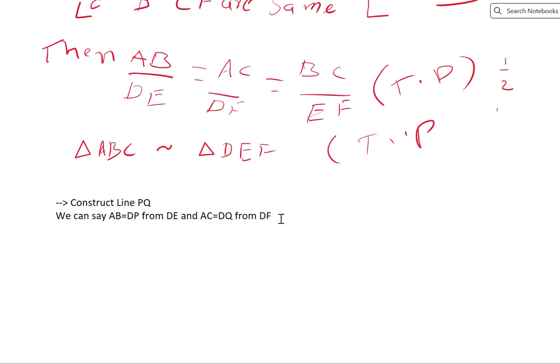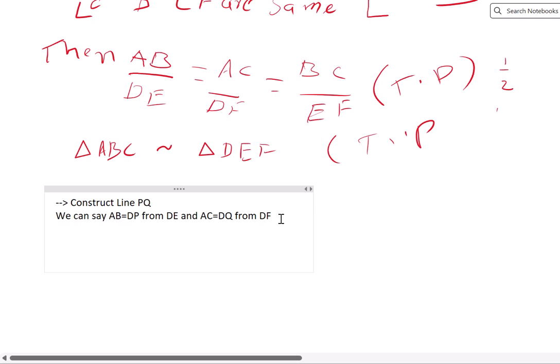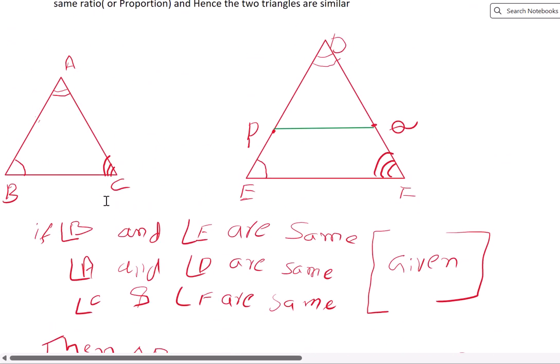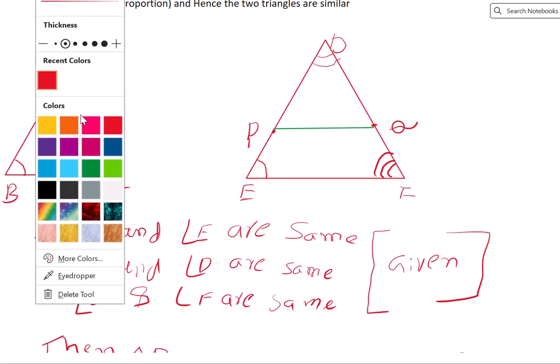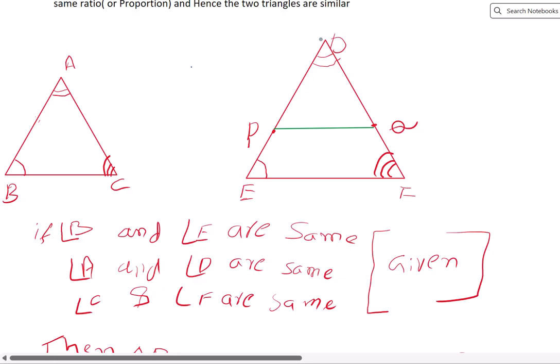Now in the next step, we will take this triangle and the newly formed triangle, this triangle and this triangle. We'll take this triangle and this newly formed triangle. Okay, so now we are taking this triangle.